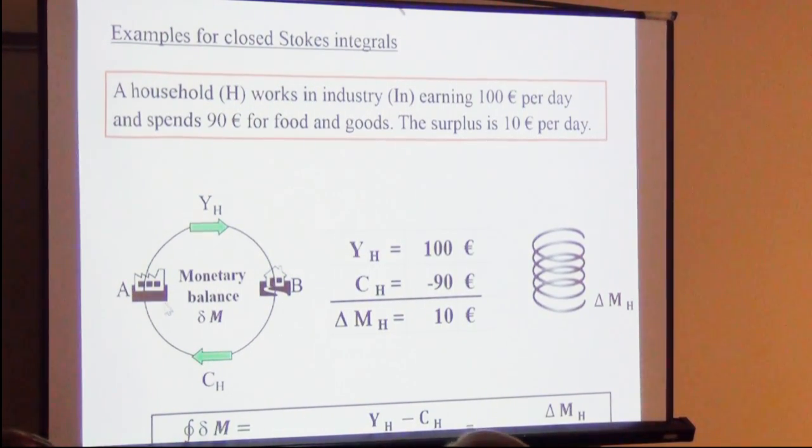And this is the typical Stokes integral, delta m equals y minus c. This is y, the upper path is y, and the lower path is c. And the difference is delta m. This is actually the output of this integral. You can write this as an Excel equation here.